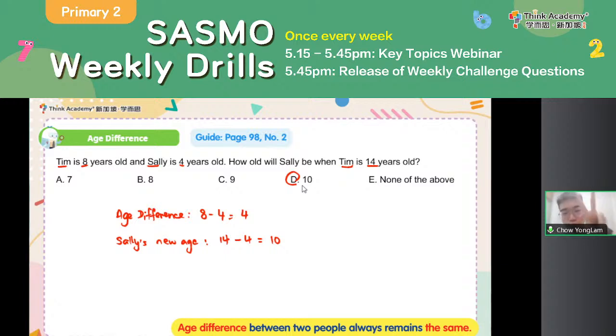I can just use 2 equations, okay, to solve this question. Okay, something similar like that will pop up in your weekly challenge later. So do have a look out for that. Okay, so age difference between 2 people will always remain the same. Okay, keep that in mind. It might pop up later.